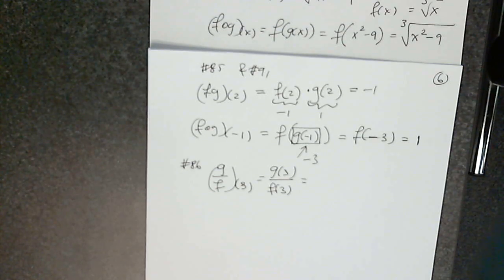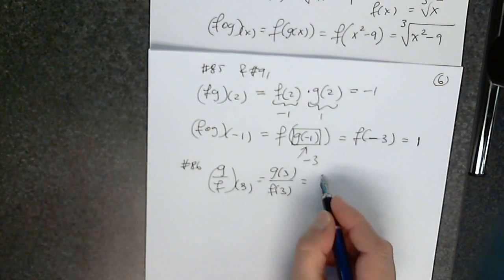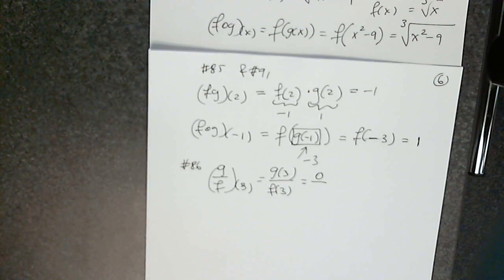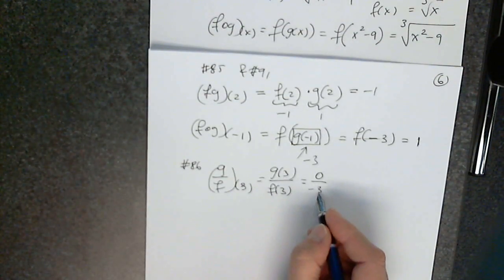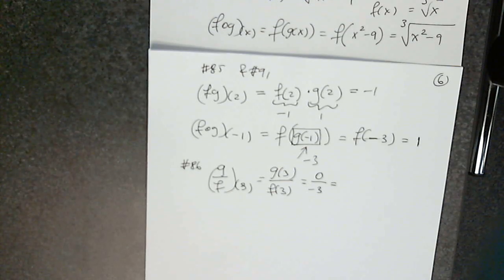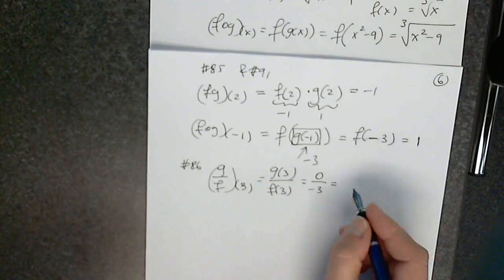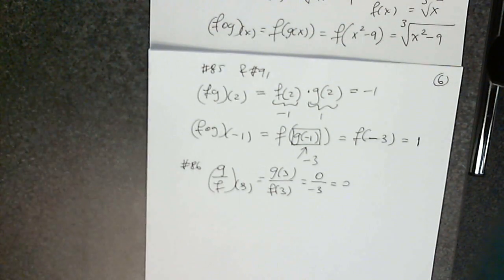One more time. It's exactly where it crosses the x-axis. That's 3. So it's 0. I still have to find f of 3. So let's determine f of 3 with the blue. Negative 3. How much is 0 over negative 3? 0. Okay, let's do 94.